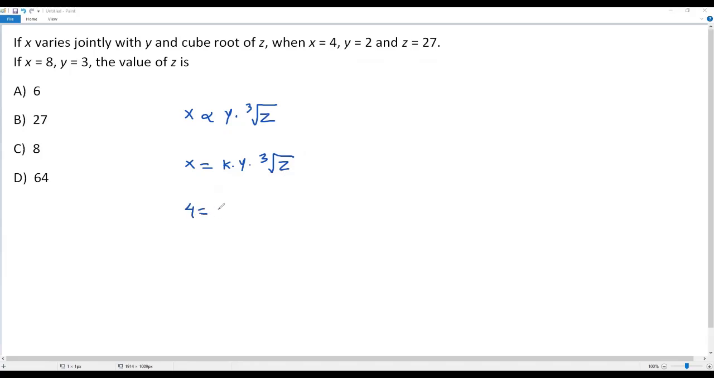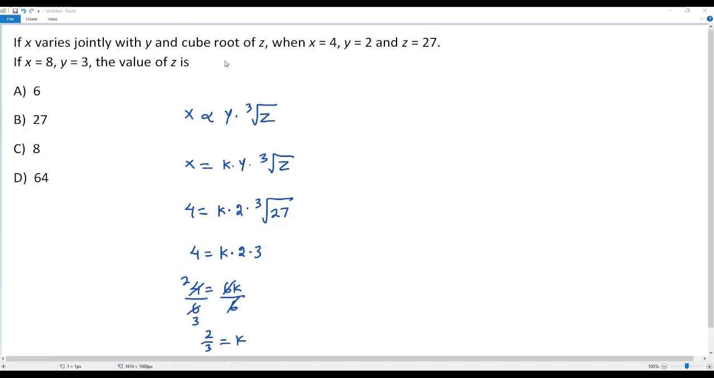That is 4 equals k times 2 times cube root of 27. We know that the cube root of 27 is just 3. Then we get 4 equals 2 times k times 3, which is 6k. Now let me divide both sides of this equation by 6. Then this 6 will cancel out, and 2 goes into 4 two times and 2 goes into 6 three times. I am getting 2 over 3 as the value of k.